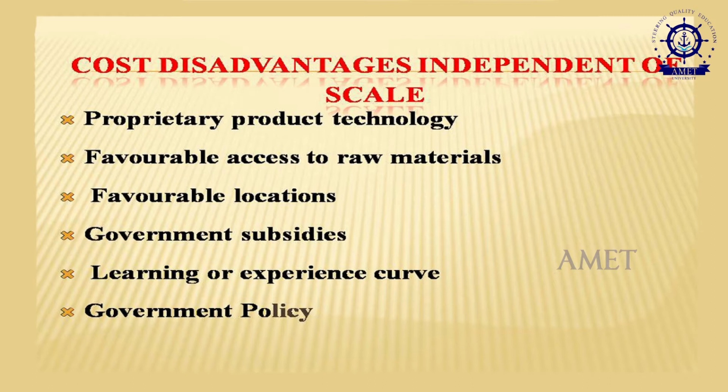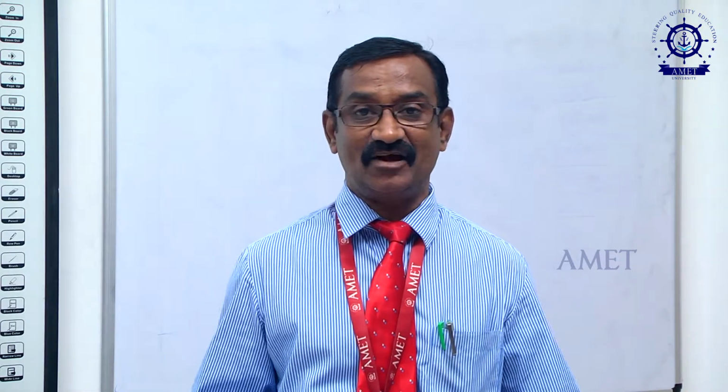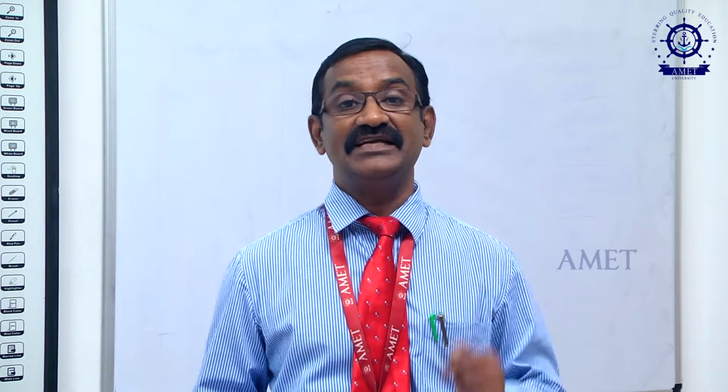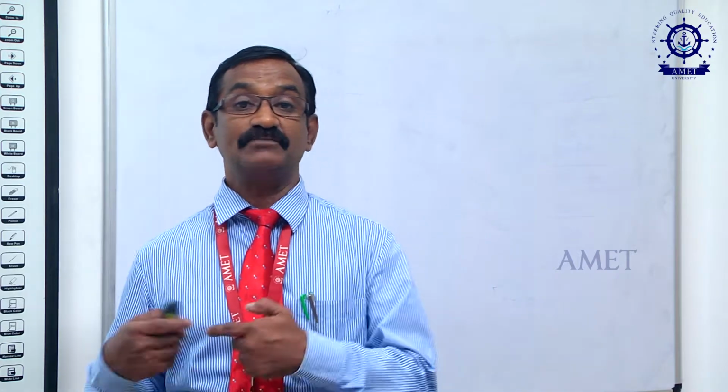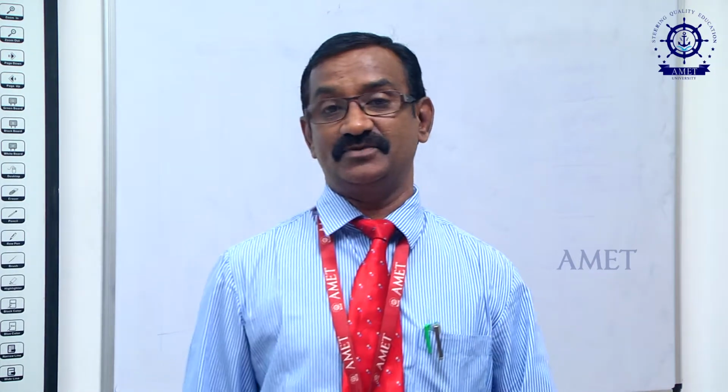What are they? The first one is proprietary product technology. Proprietary product technology is related to R&D. The company that creates the technology retains it as highly confidential. It is not easily copied by other competitors, so it is very difficult for new entrants to capture this entire market. The second one is favorable access to raw materials in industrial or business marketing.